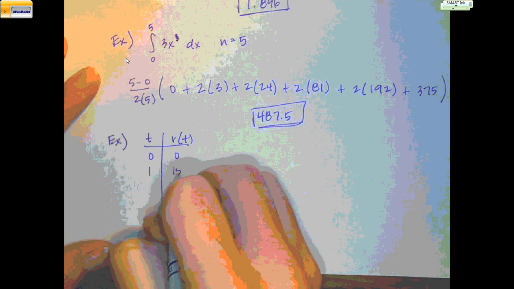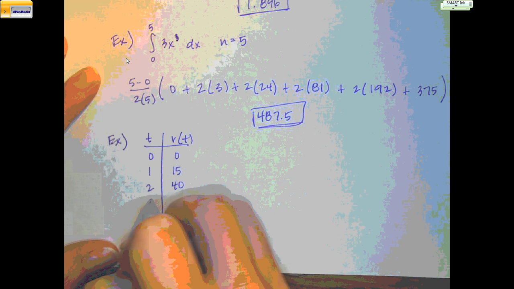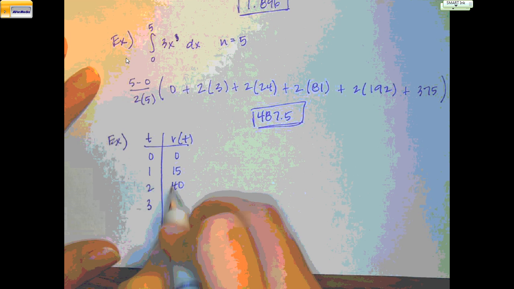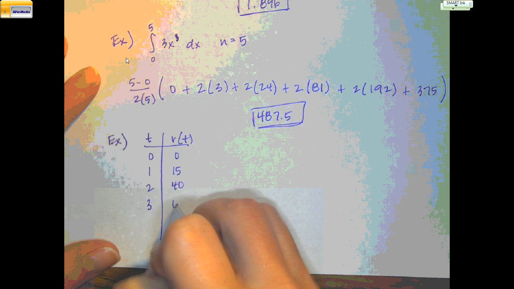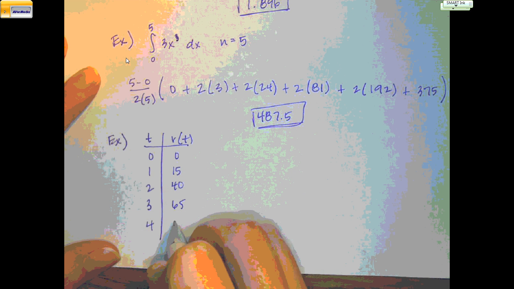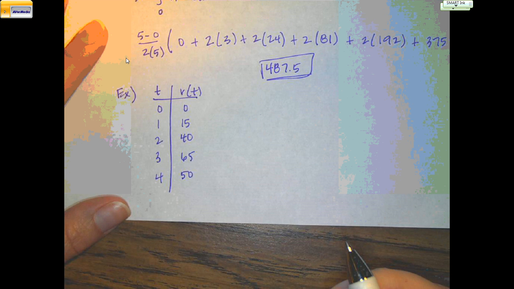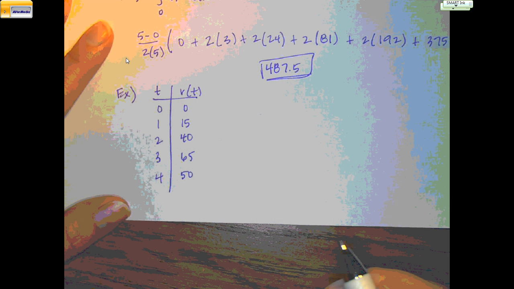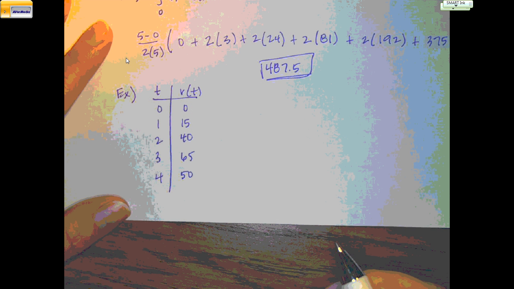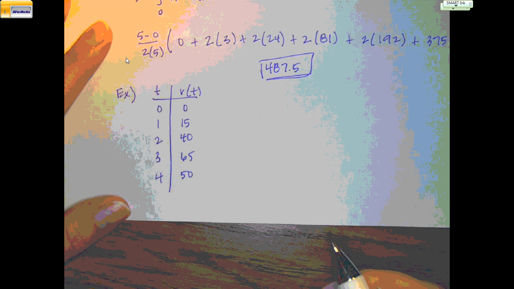2 seconds go by, you're at 40 miles an hour. 3 seconds go by, you're at 65 miles an hour. And you see a cop, so at 4 seconds you back off down to 50. Using the trapezoidal rule, you're supposed to calculate what that distance is. And that's all you're given.